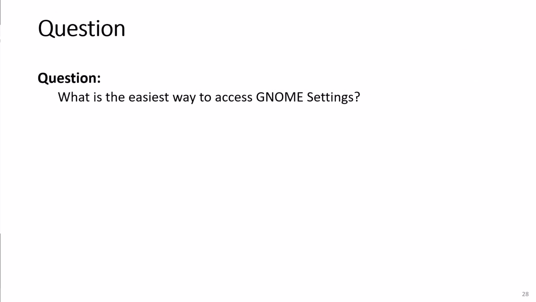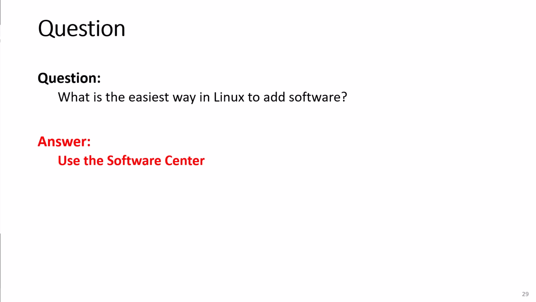Question: what is the easiest way to access GNOME settings? Answer: use the system menu. Question: what is the easiest way in Linux to add software? Answer: use the Software Center.